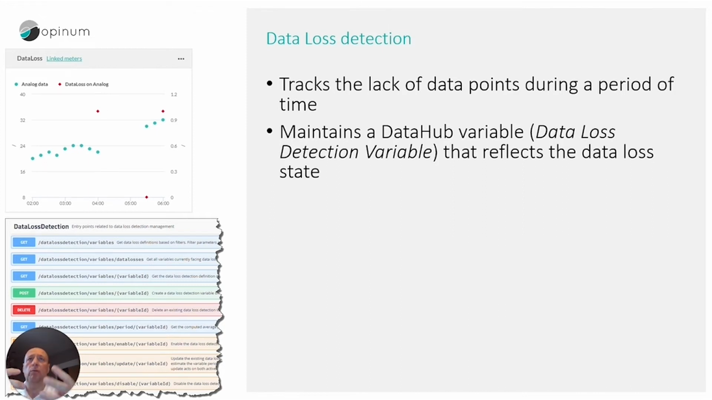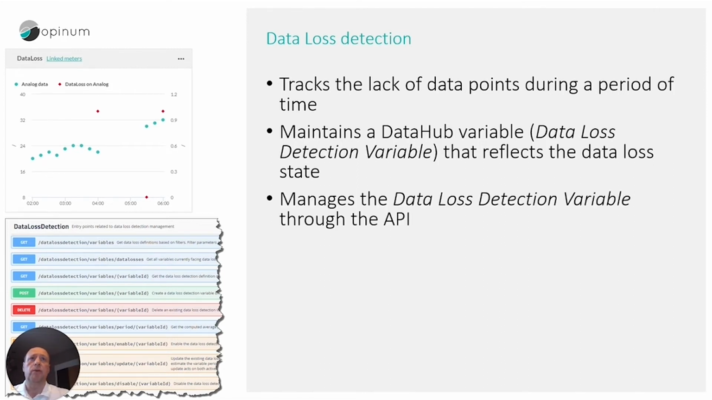So when you define data loss detection on a variable, the engine automatically creates a new variable that will be a binary variable, which is 1 if the engine detects a loss of data, meaning some event that didn't come in the expected period, and that will be 0 if everything is okay.